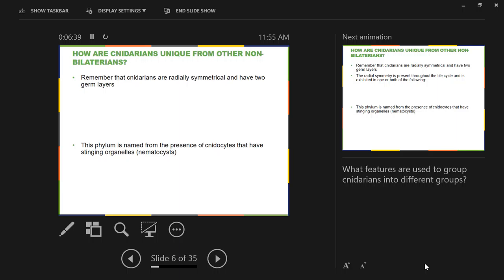So this phylum Cnidaria is named for the presence of a very specific cell type called a cnidocyte. Inside of those cells, basically the cell is very little more than just this organelle called a nematocyst. And those of you that had lab yesterday, you drew this, hopefully, because you were supposed to sketch this. Those of you that have lab tomorrow, you will sketch this. And these cells are wonderful.